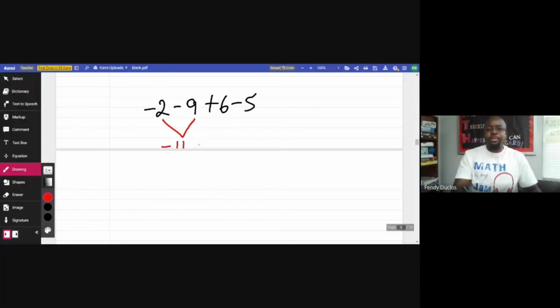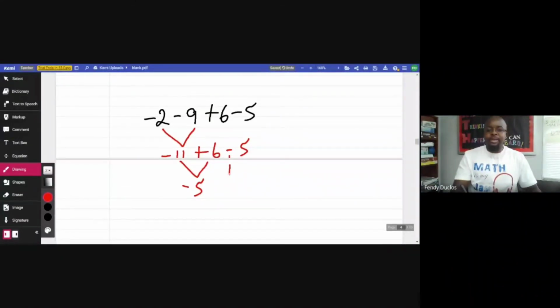Then I'm going to go ahead and bring everything else down. Plus 6 minus 5 helps me to see everything in an organized way. Negative 11 plus 6, that's going to give us negative 5, okay? Now, just like I did before, I'm going to bring everything down. Bring that down, bring that down. So my minus symbol comes down, and the 5 comes down, okay?